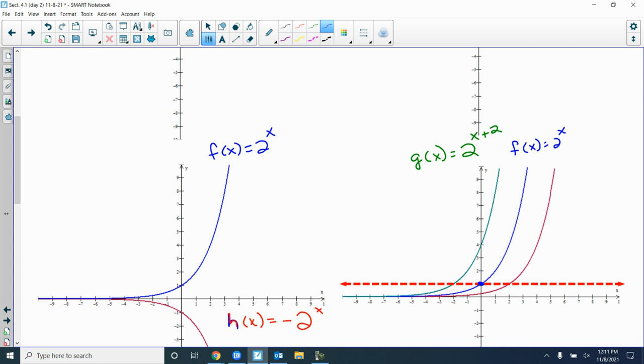For the red function, we'll call that h of x. That's going to be 2 to the x minus 2. So if it's moved right 2, we subtract. If it moves left, you add. And it has to be in the power.